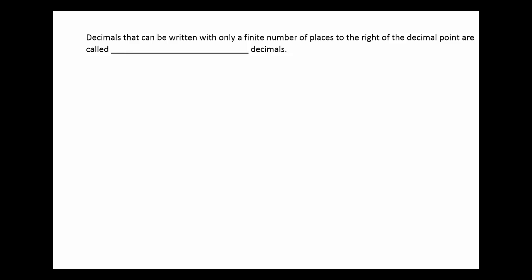Okay, decimals that can be written with only a finite number of places to the right of the decimal point are called terminating decimals. Terminating decimals bring up the idea that not every fraction can be written as a terminating decimal. Let me give you two illustrations of something that terminates versus something that doesn't: 23 over 100 versus 2 over 11.